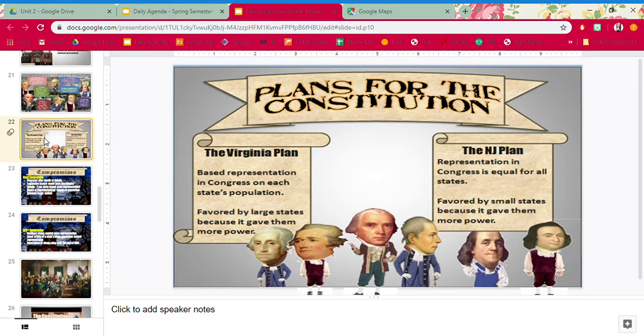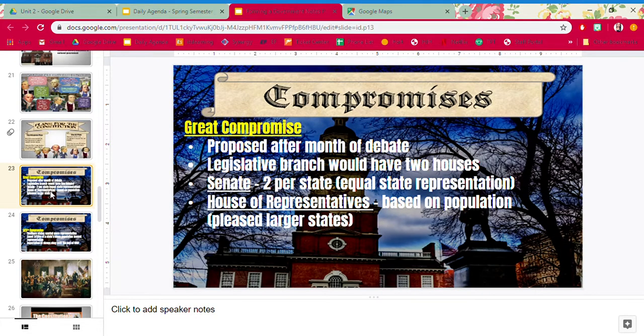The New Jersey Plan is proposed by this guy named William Patterson, and he wanted to have just one house of the government and that each state gets an equal number of votes, so everybody has equal participation in the government. So they debate for a month, and then guess what they do? They compromise.